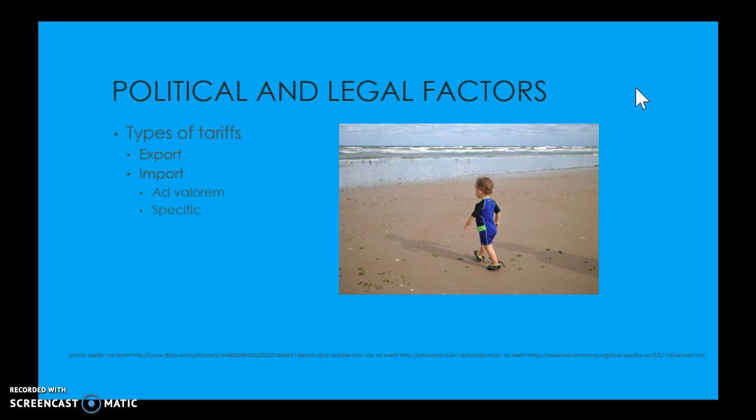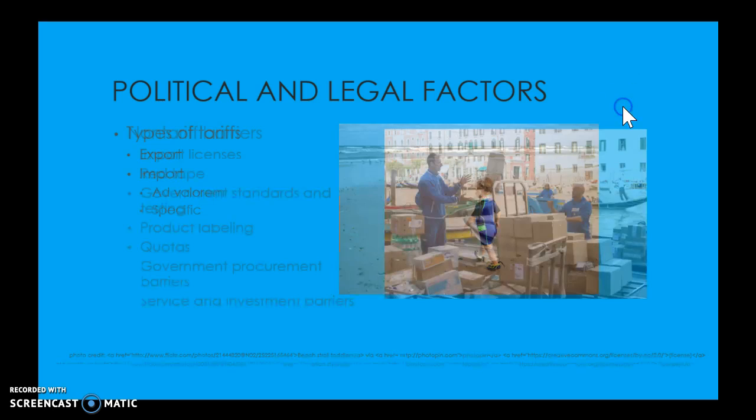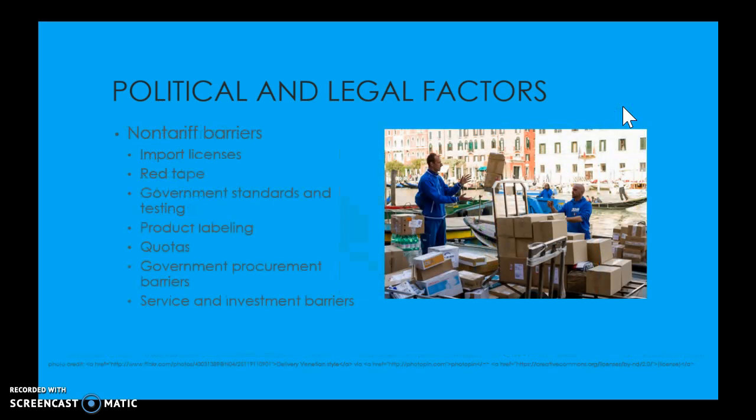A specific tariff, on the other hand, is just based on the number of products, not on their value, number and type of product. Okay, so one of the more important areas in political legal factors is non-tariff barriers.